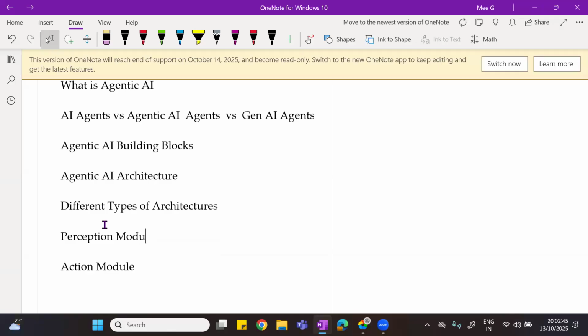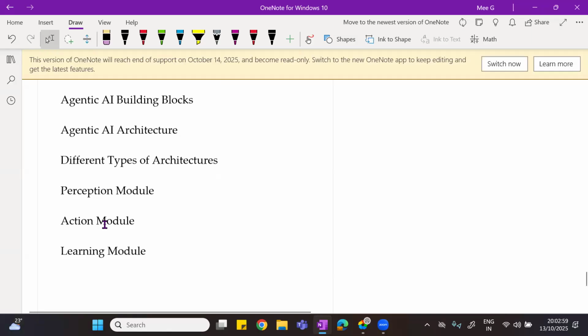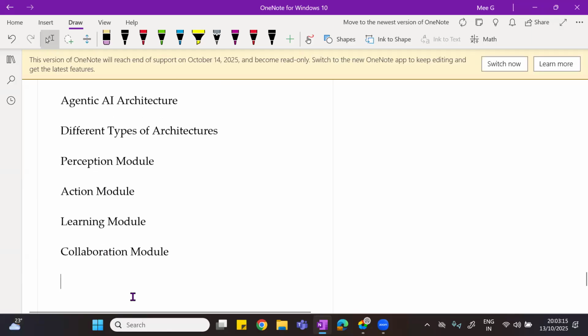Perception module, which will be doing the examination over here. Learning module, where the model will learn from examining the environment. And then it will collaborate with its allocated agents. That is called the collaboration module.